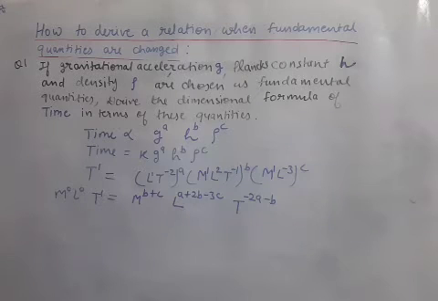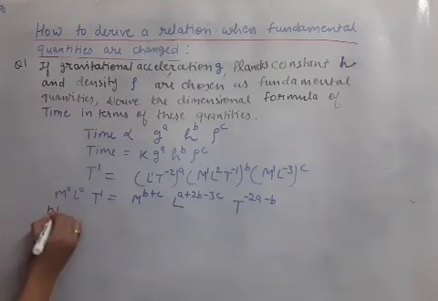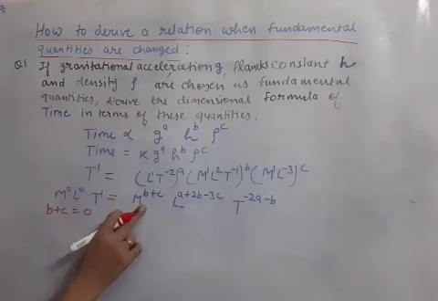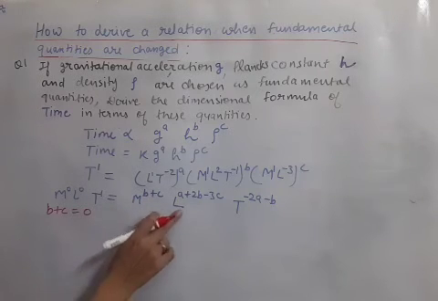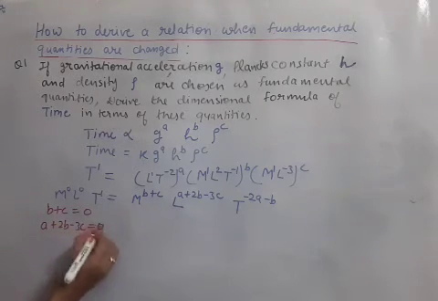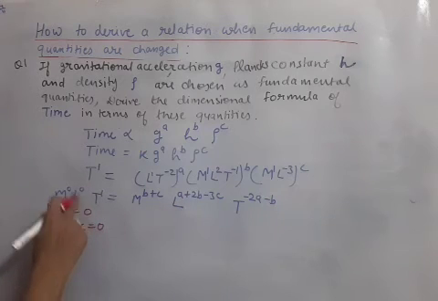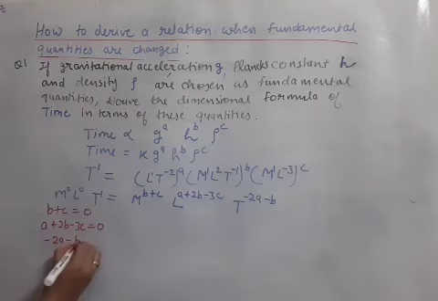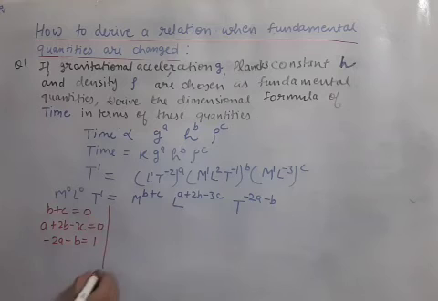Let us make equations now, and we will solve these equations for getting A, B, C answers. First equation is B plus C equal to 0. M powers are same. That's why. Next is A plus 2B minus 3C equal to 0. L powers compared. Now compare T powers. Minus 2A minus B equal to 1. Now we have to solve these three equations.